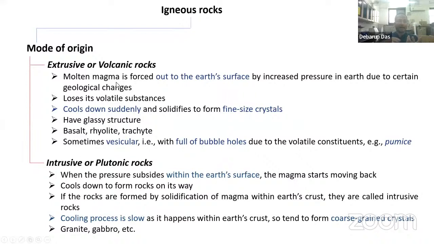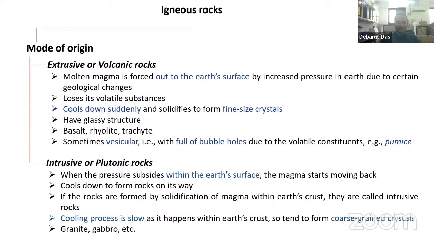And as the magma has got out of the Earth surface, that means to the Earth surface from the inner portions, say through volcanic eruptions, they are called extrusive or volcanic rocks. Extrusive volcanic rocks, that means the magma has come out and cooled suddenly. Now, how has the magma come out? Because of an increase in the pressure in the inner portions of the Earth.